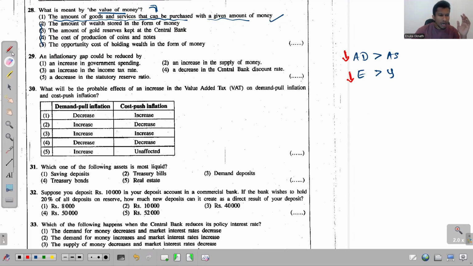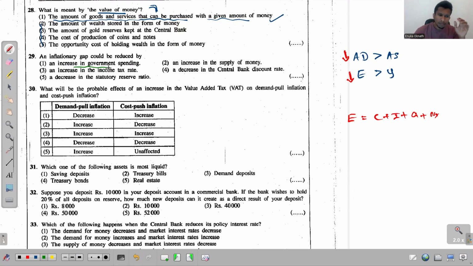So we just need to read these given options and recognize which option reduces aggregate demand or the aggregate expenditure. All right. So the first one is an increase in government spending. See that now. Aggregate expenditure consists of C, I, G, NX. These are the components we find inside the aggregate expenditure.